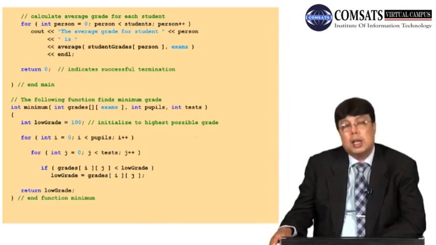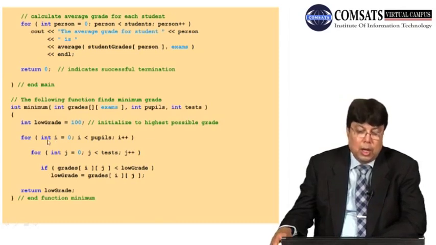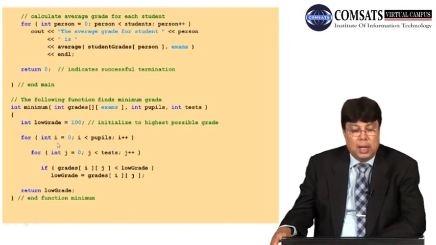So 100 से ज़्यादा किसी के marks नहीं हो सकते, तो we assume that the lowest grade is equal to 100, and then we find out. Now we are required to traverse the two-dimension array to find out which student has the minimum of the grade. So you will use row and column.